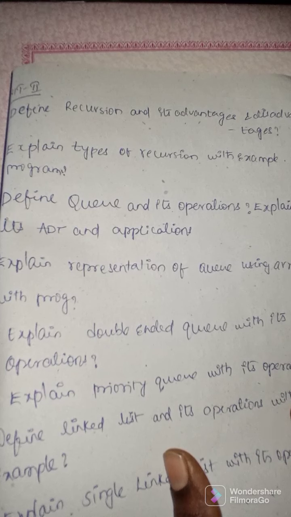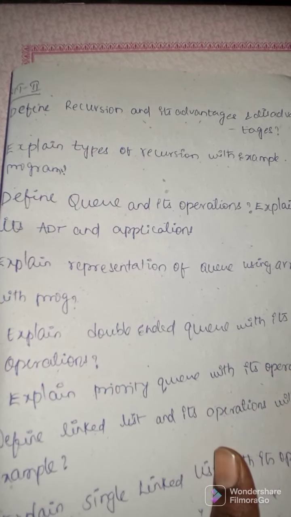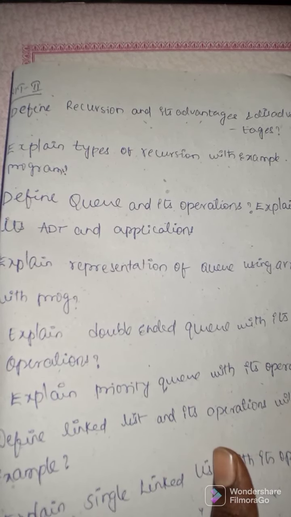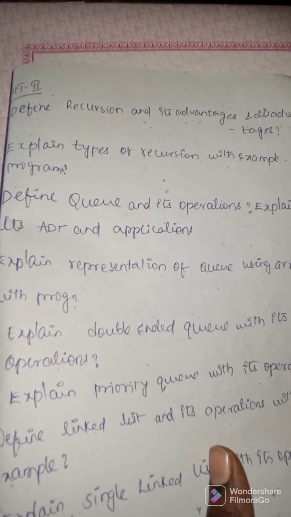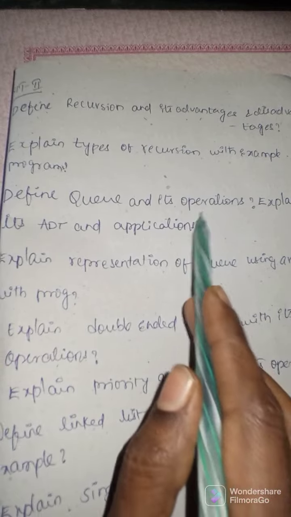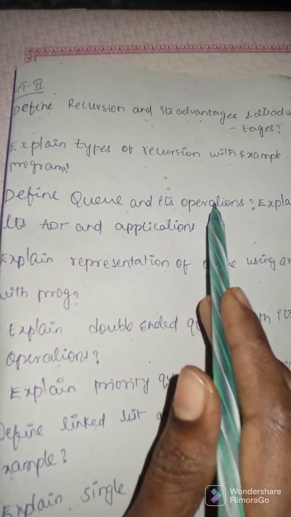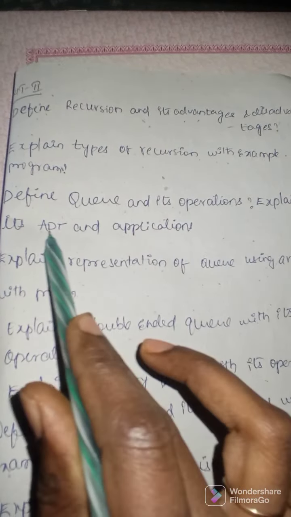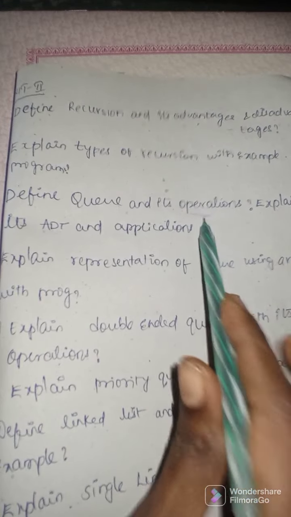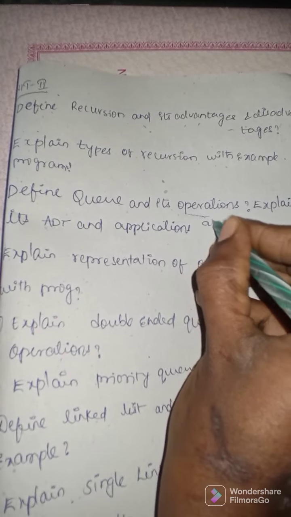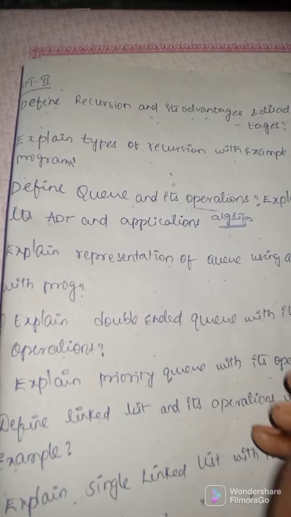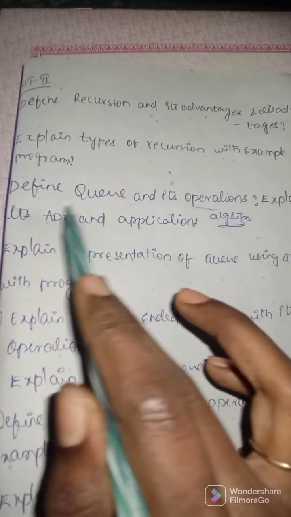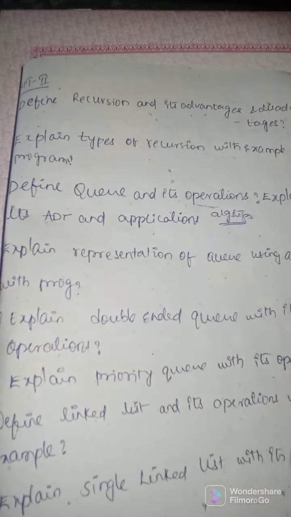So next, define queue and its operations. Define queue, that means the definition of queue, whether it is linear or non-linear and how it works. What the enqueue operation is, dequeue operation, front, rear, is empty, is full. All you have to explain in the ADT and its operations along with the algorithms. So there will be algorithms, that is step-wise steps, how operations are performed, that you have to explain with the steps. Here the applications and the ADT you have to write.